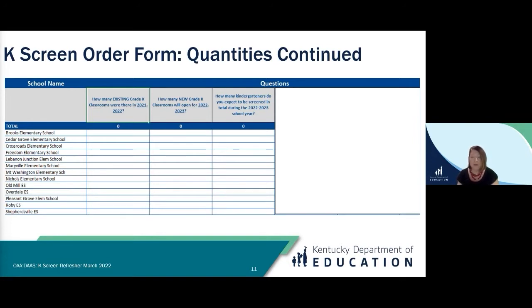If you have a new building that is opening and consolidation is happening, where two schools are closing and moving to one new location, this isn't our definition of new. Those classrooms existed before, but are simply changing location. I encourage you to use your current enrollment numbers when answering the "How many kindergartners do you expect to screen in total?" question.